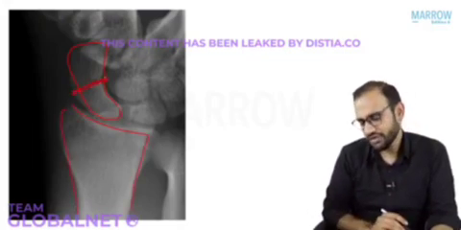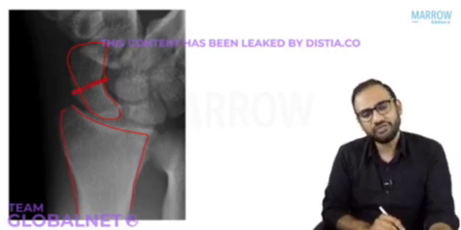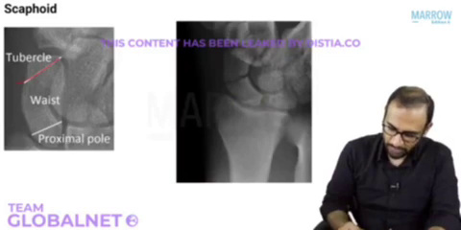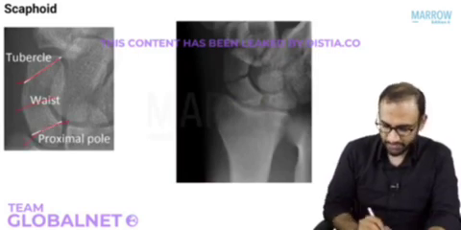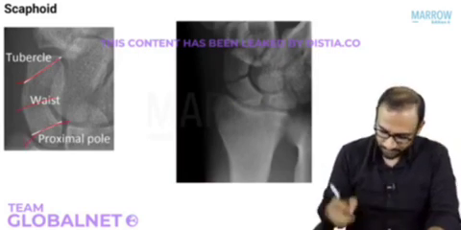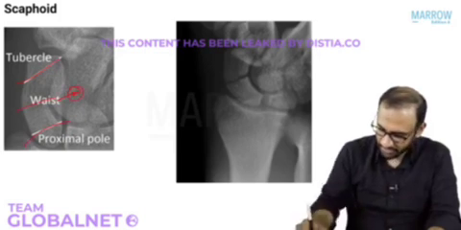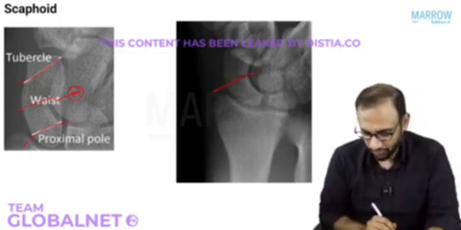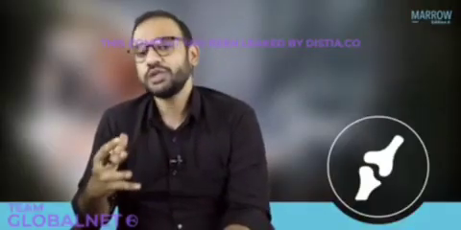So which part of the scaphoid has fractured? Technically scaphoid is divided into 3 parts, the distal pole, the proximal pole, and the waist. Okay, these are the 3 parts of the scaphoid. The most common fracture occurs at the waist of the scaphoid. Now, before we proceed further, I want you to understand what is the story behind this fracture.